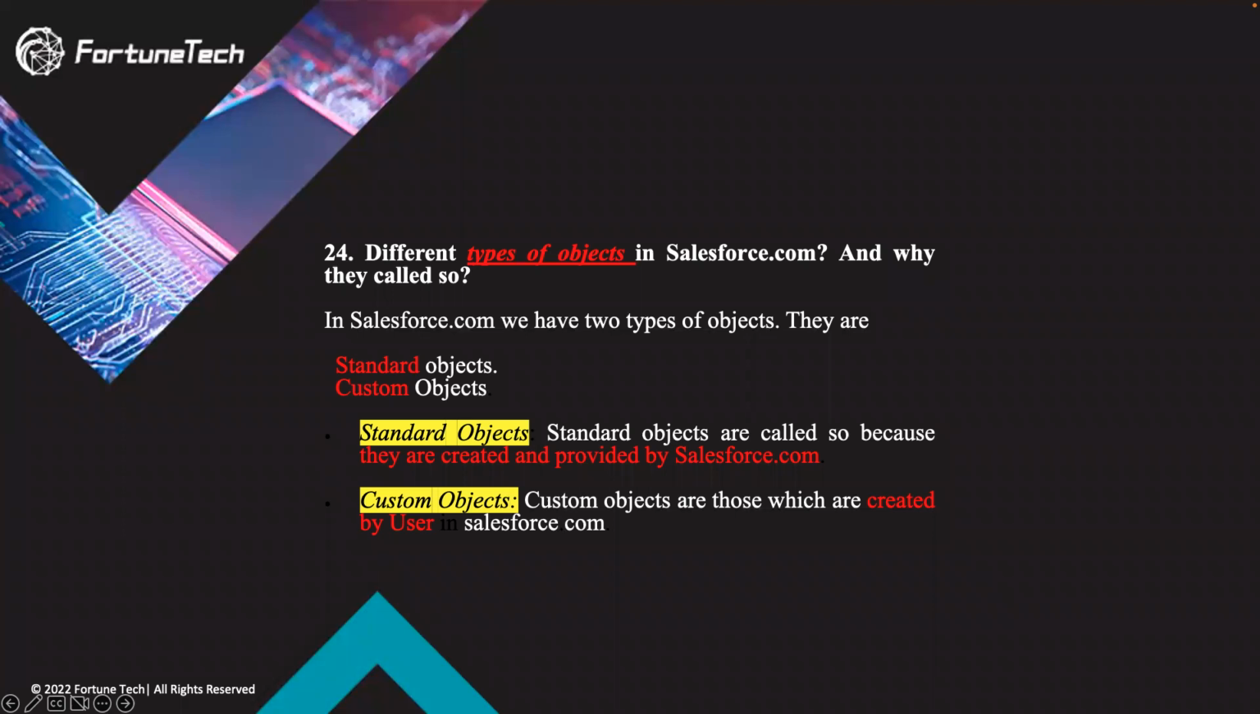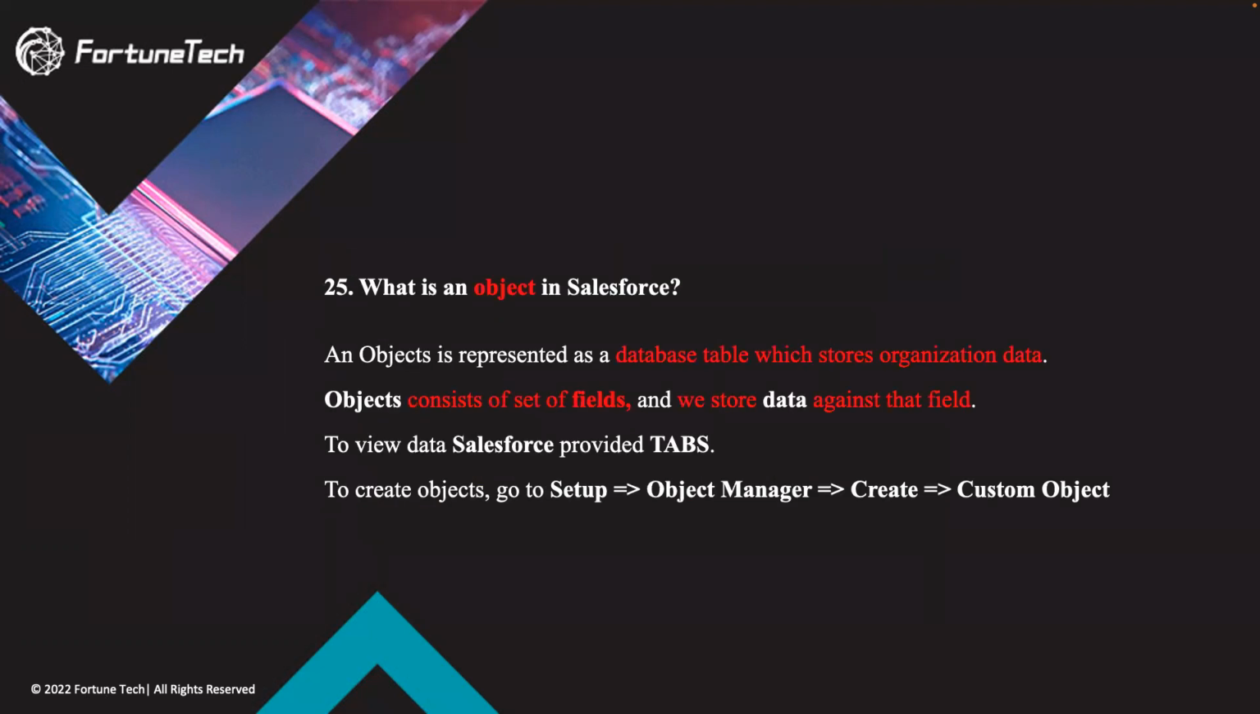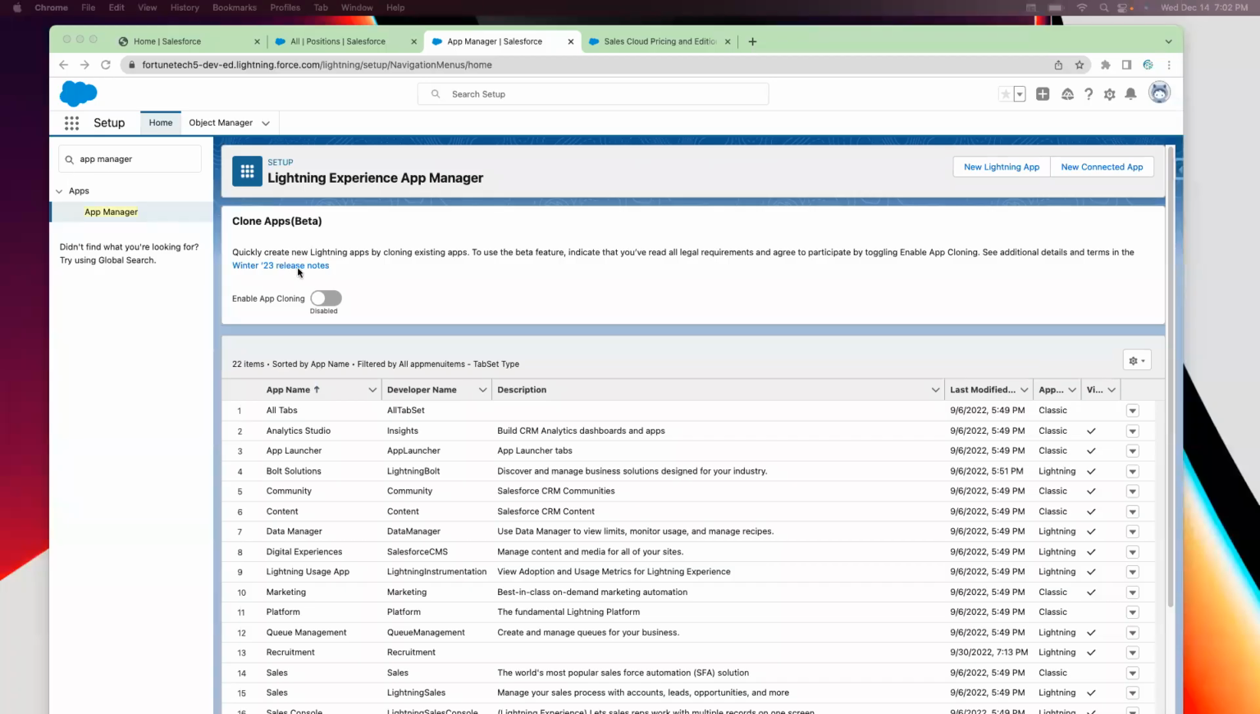Excel. So it is like a database table. The table is the object, and it stores some information for your organization. It consists of fields in which we can store the data. And to reach the objects we talk about, we just need to go to the tabs, right?